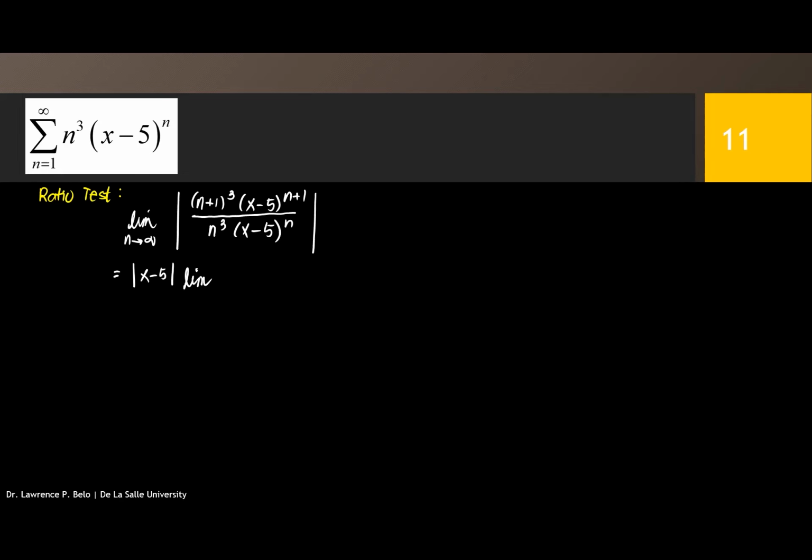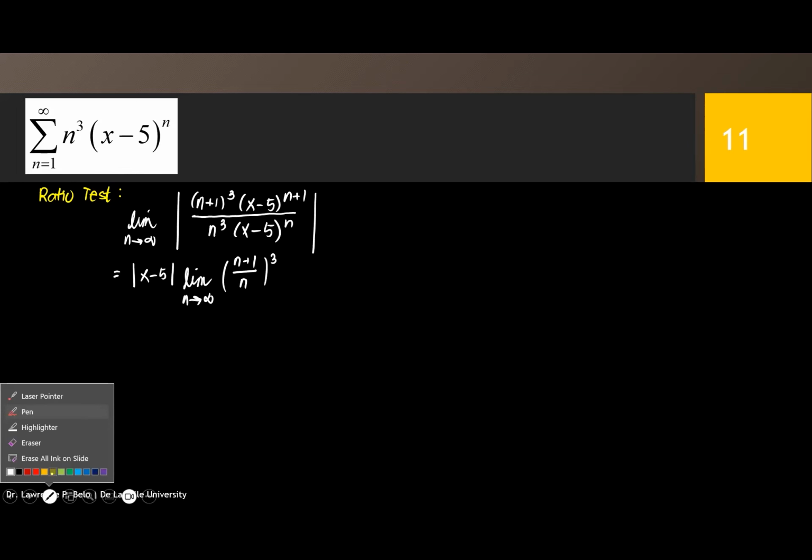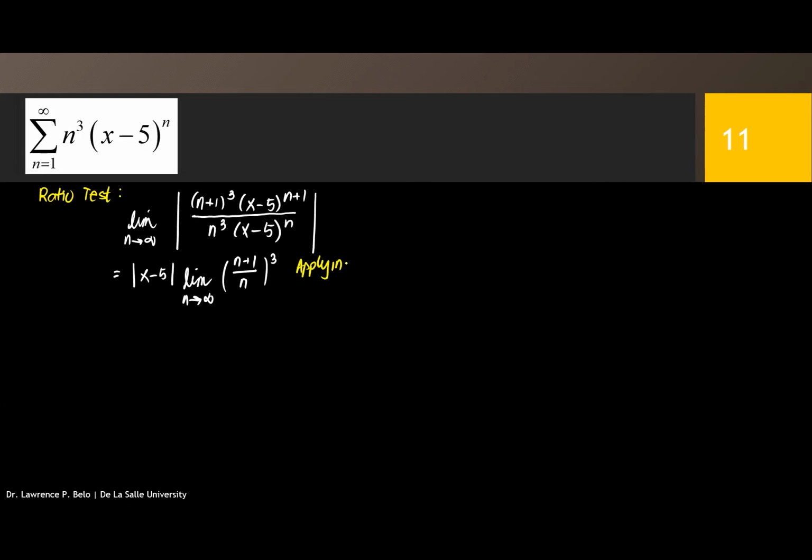And then I'm left with the limit as n approaches infinity of (n plus 1) to the third over n to the third. Both of them are to the third, so I can factor out the third. That's (n plus 1) over n. Am I correct? When n approaches infinity, that becomes infinity over infinity. However, when we apply L'Hopital's rule, that whole thing is equal to 1. So 1 to the third is 1.